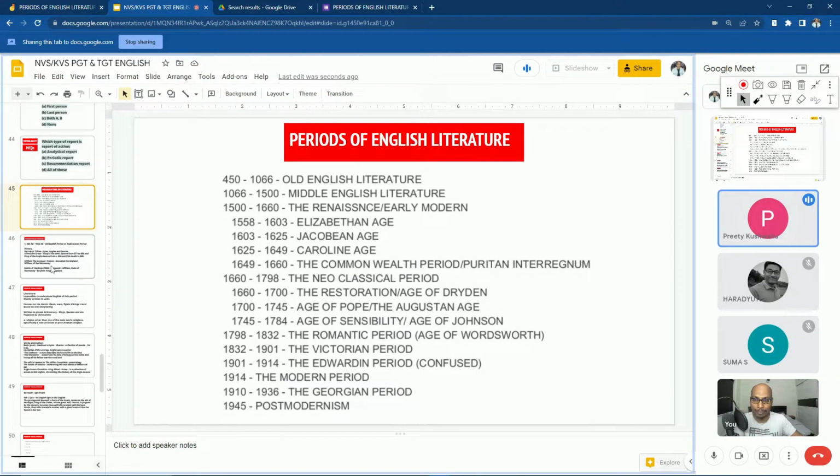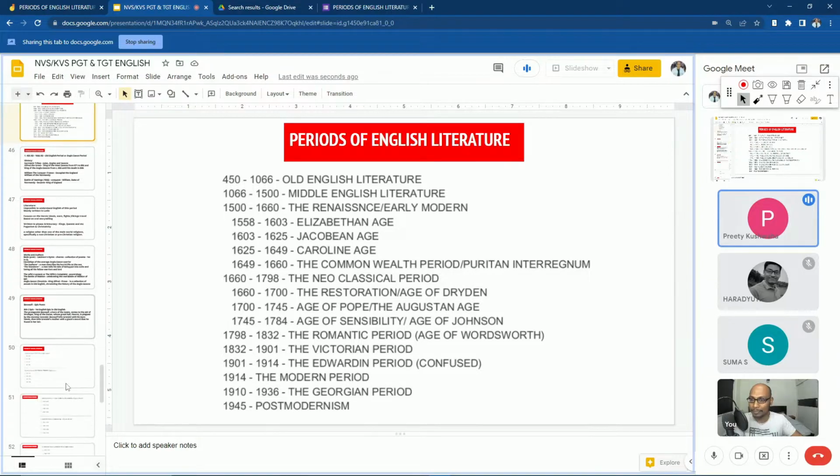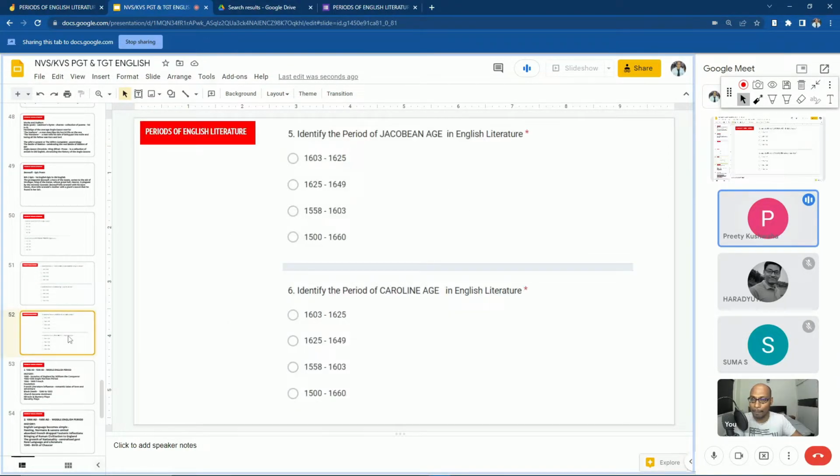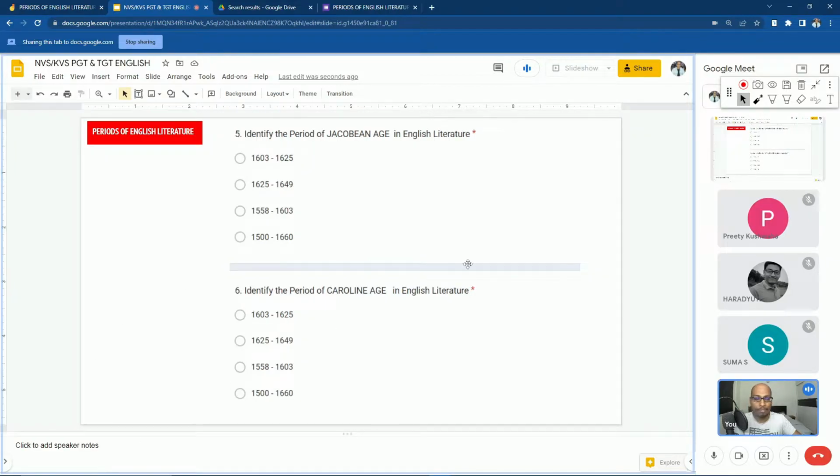1558 to 1603 is the Elizabethan age. Then 1603 to 1625 is the Jacobean age. So what is the age of the Jacobean? 1603 to 1625 is known as the Jacobean age in English literature, right? Next, sixth question. Identify the period of the Caroline age. 1625 to 1649. Is it correct? Yes.